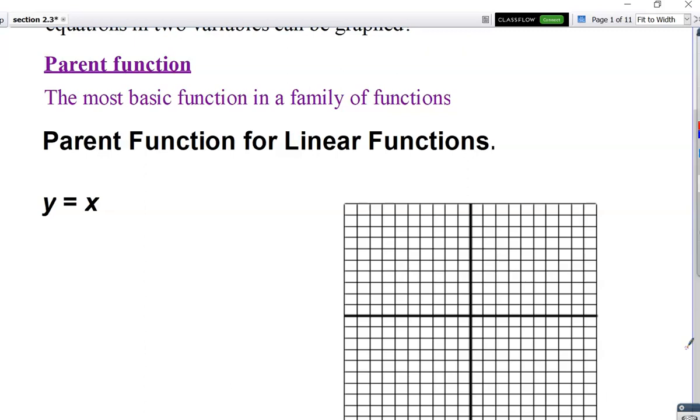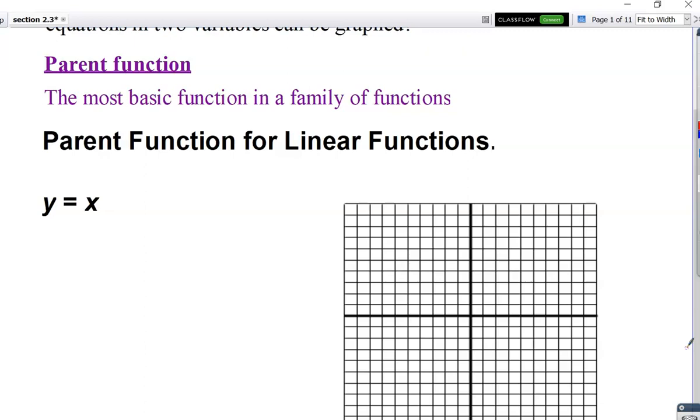So for example, before in algebra we learned that we have linear equations, we have exponential and quadratic, and when you're talking about a parent function, you're saying, what is the most basic form of a linear or quadratic or exponential that we can have? So for today, we are just talking about linear.